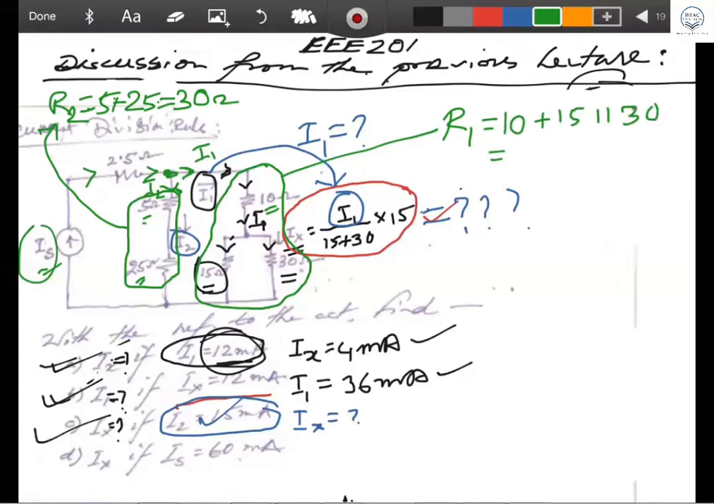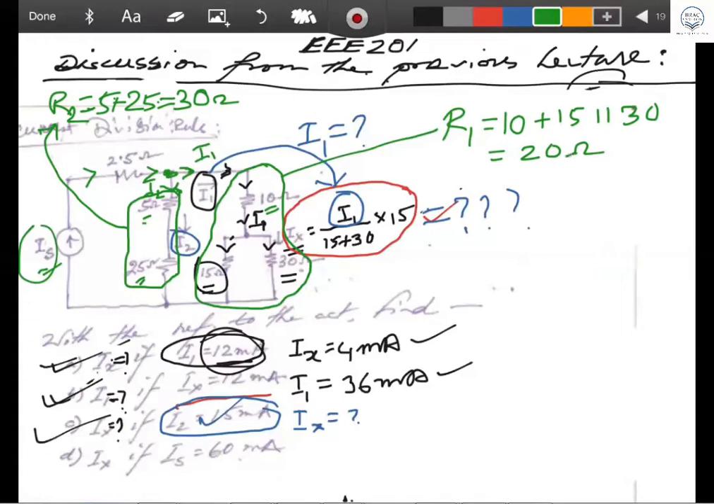If you look at it, R2, 15 parallel 30, then you are getting the resistance equal to, what is the thing coming? Is it 20 ohm? So it's a 20 ohm coming here, and this 20 ohm is going to be added here as R1, and that one is R2.